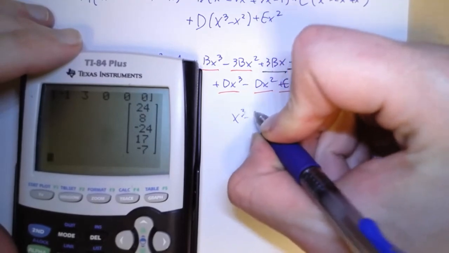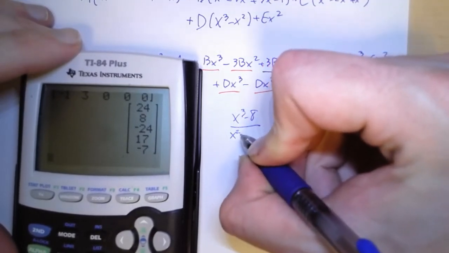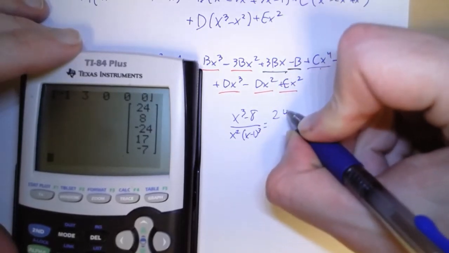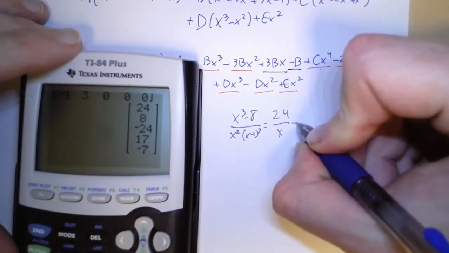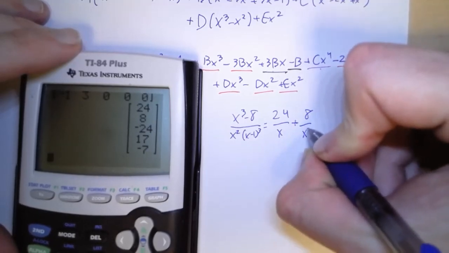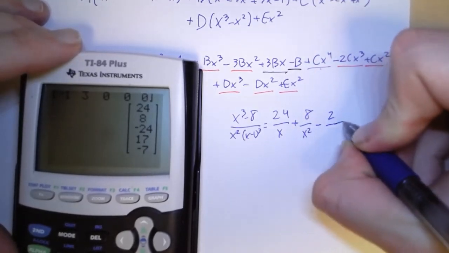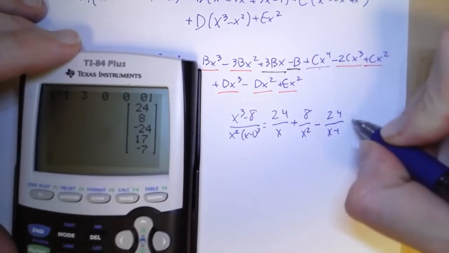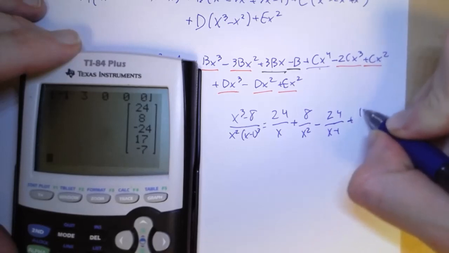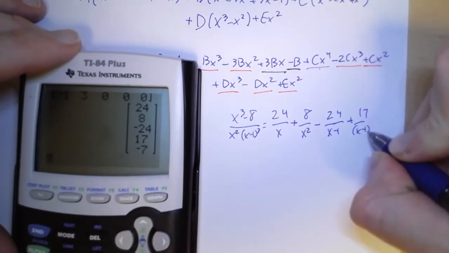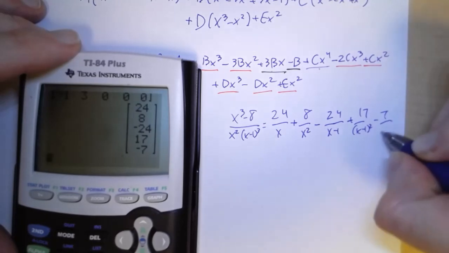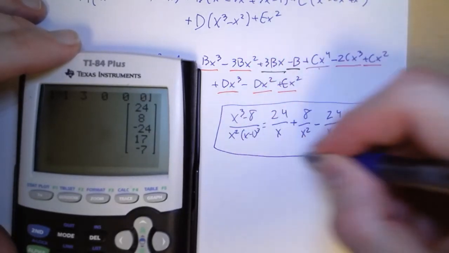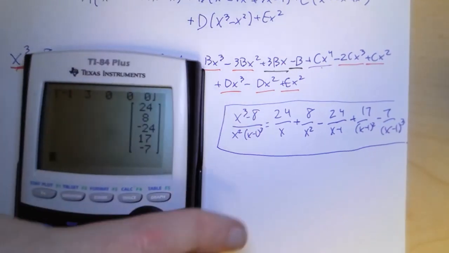So x cubed minus 8 all over x squared times (x minus 1) cubed. Now a was 24 over x. b was 8 over x squared. c, negative 24 over x minus 1. d was 17 over (x minus 1) squared. And then e was negative 7 over (x minus 1) cubed. And there is our partial fraction decomposition.